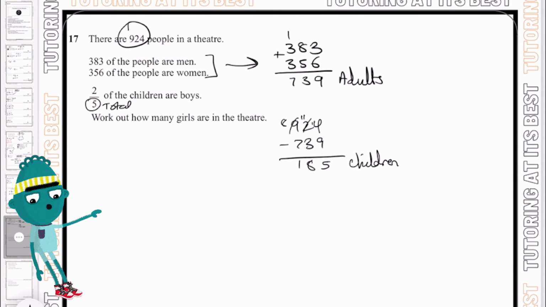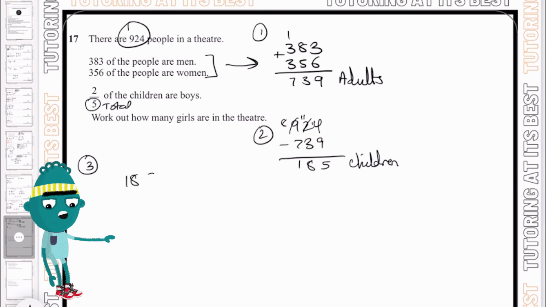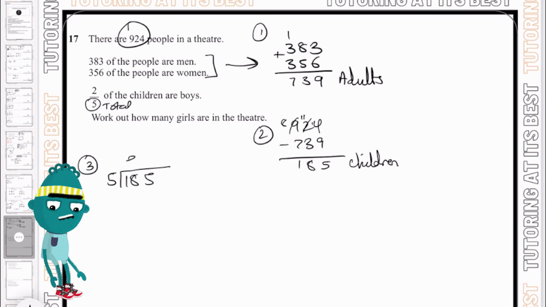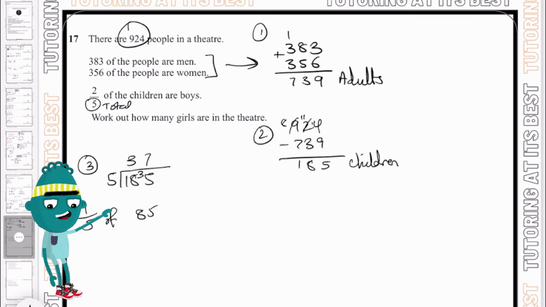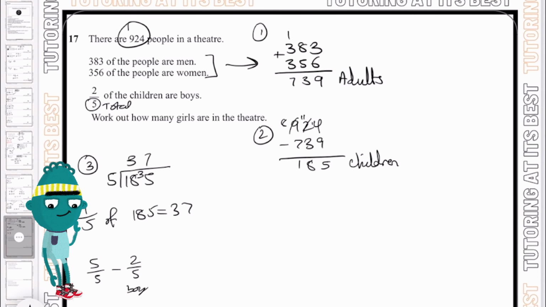So I'm going to go ahead and label this step 1, step 2, and let's go for step 3, where we have 185 divided by 5. Well, we know 5 goes into 18 3 times, and we have a 3 remainder here. And so 5 times 7 is 35. So we now know that 1/5 of 185 equals 37. But because 2/5 are boys, we need to work out the remainder. So 5 out of 5 is our total. Take away 2/5, which are boys, will be leaving you with 3/5, which are girls.